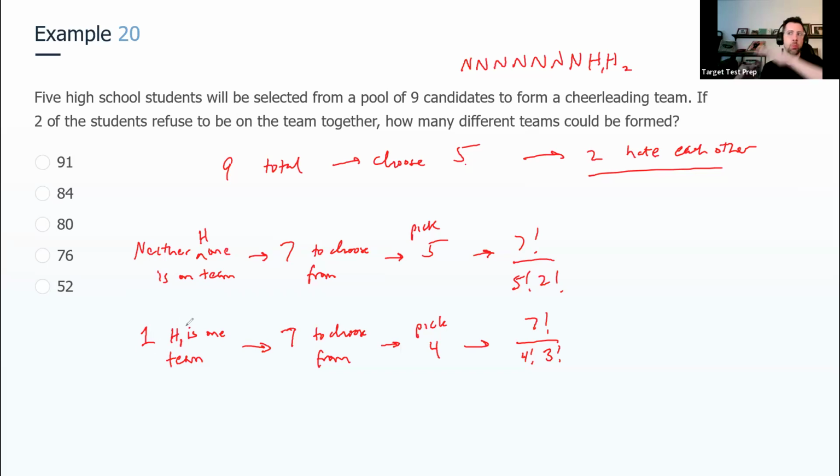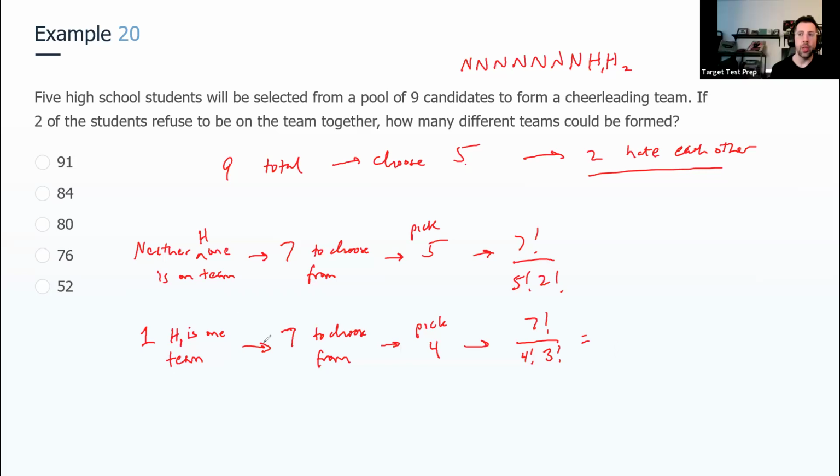So H1's on the team. Now we have to pick 4 other people out of the 7 nice people to put on the team with H1, and there's this many ways to do that. We'll do the math in a second. But then the other version is we put H2 on the team instead, and that's the same math, right? So we would just double that.